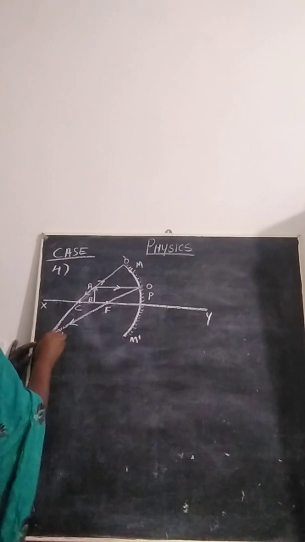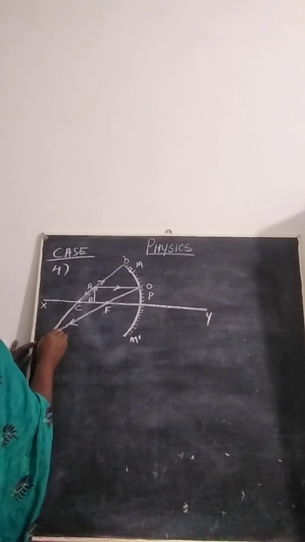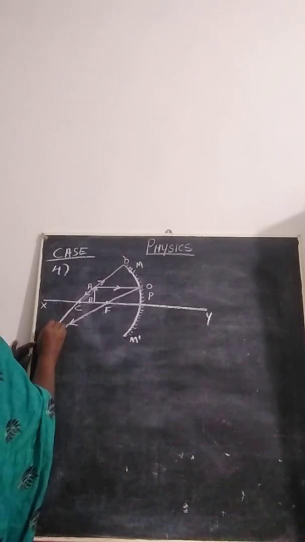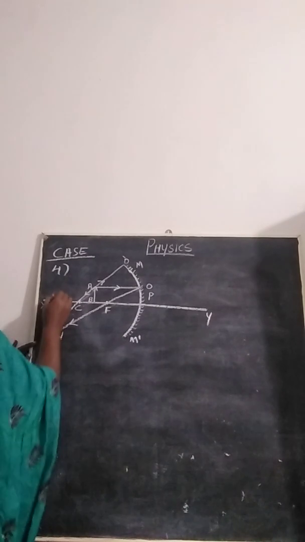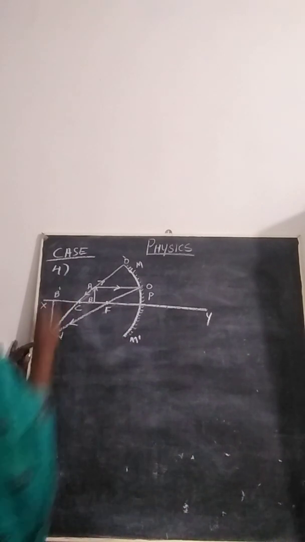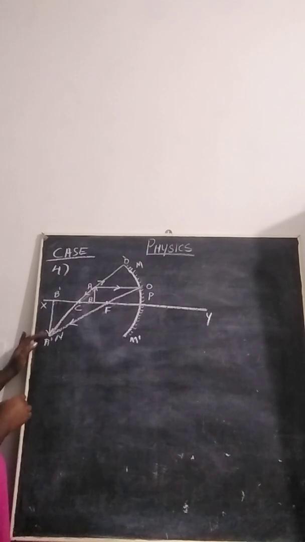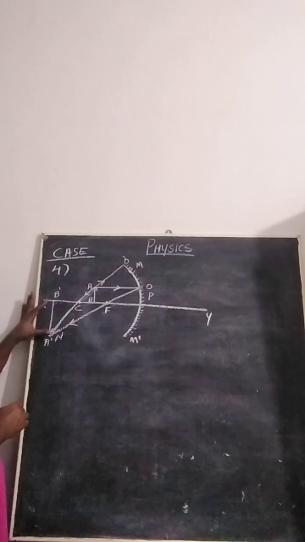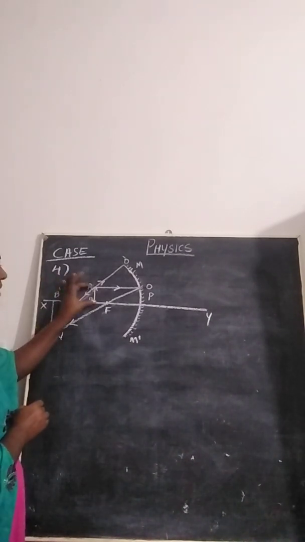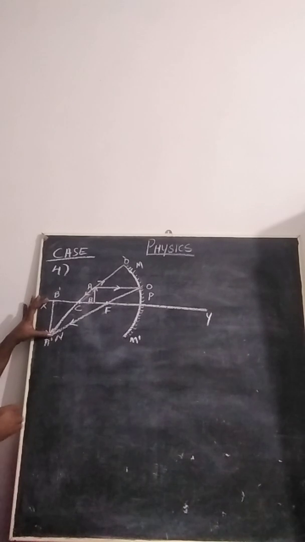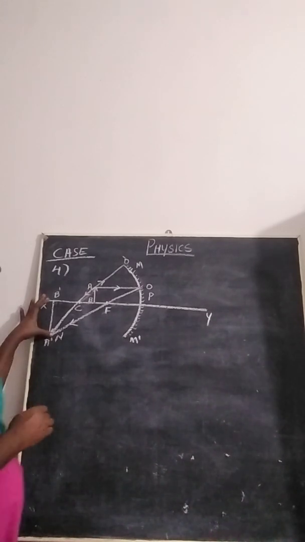Here this is the point A dash, and to get the complete image I draw a perpendicular from this point to the principal axis, and I mark this point as B dash, and this is the image A dash B dash. A dash is down but B is on the top, so this is an inverted image. This is the size of the object, and this is the size of the image obtained.